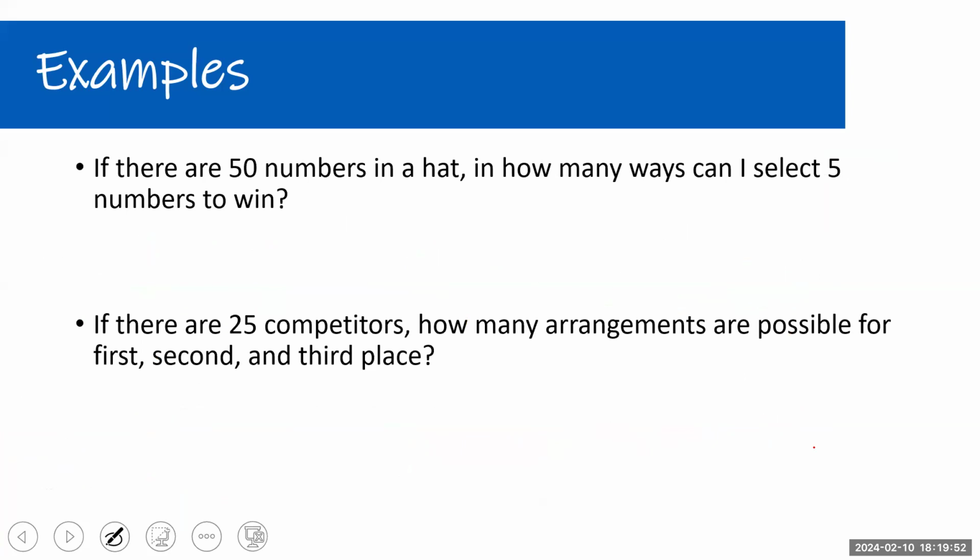Now, I really want you to pause here for a moment. See if you can get these to yourself. I'm going to walk through them now. If there are 50 numbers in a hat, in how many ways can I select 5 numbers to win? This is kind of like the lottery, okay? I know that I'm choosing out of n equals 50, and I'm choosing r equals 5. I'm choosing 5 out of 50 of those numbers. How many ways can I do that?